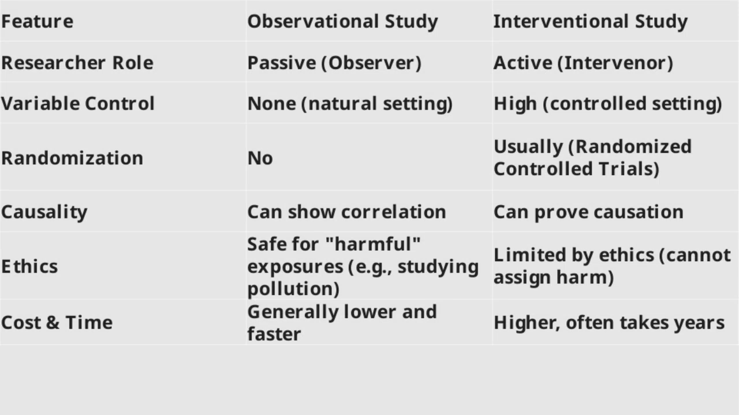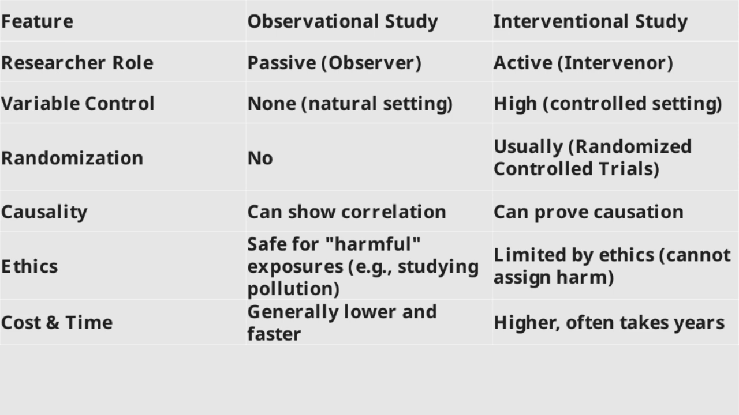Let's take a closer look at the differences between observational and interventional studies. In an observational study, the researcher takes a passive role, simply observing what happens without interfering. This means there's no control over variables, and everything occurs naturally. Because of that, these studies are generally less costly and can be completed more quickly. In contrast, interventional studies involve the researcher actively intervening, often to test a specific treatment or exposure. This active role allows for high control over variables, which is key when trying to establish cause and effect relationships. For example, in randomized controlled trials, randomization helps ensure that groups are comparable and that the results are reliable.